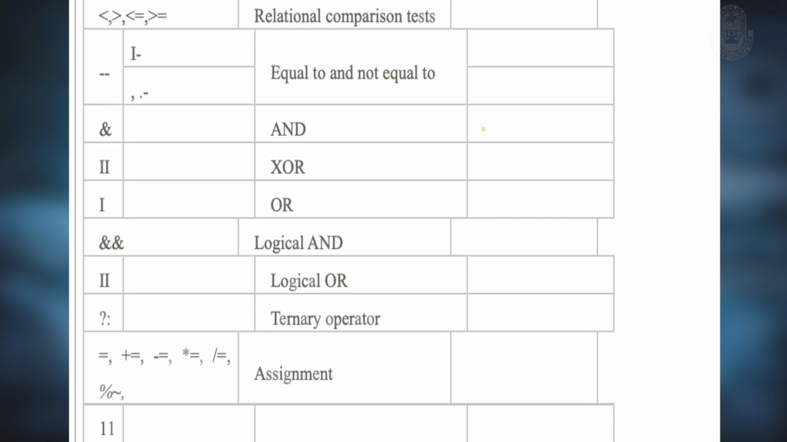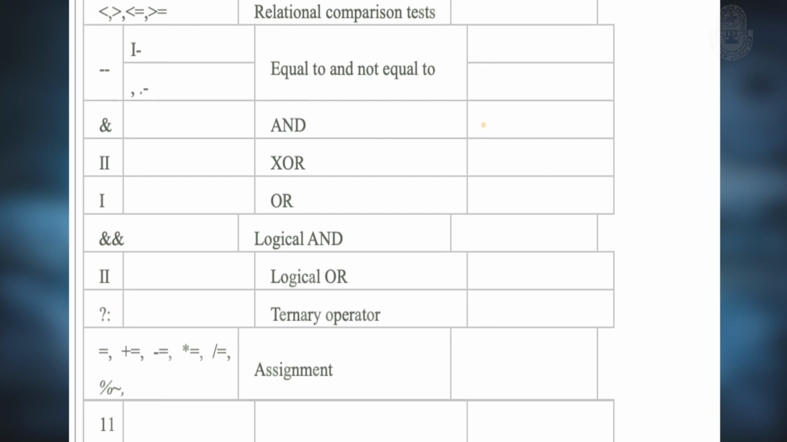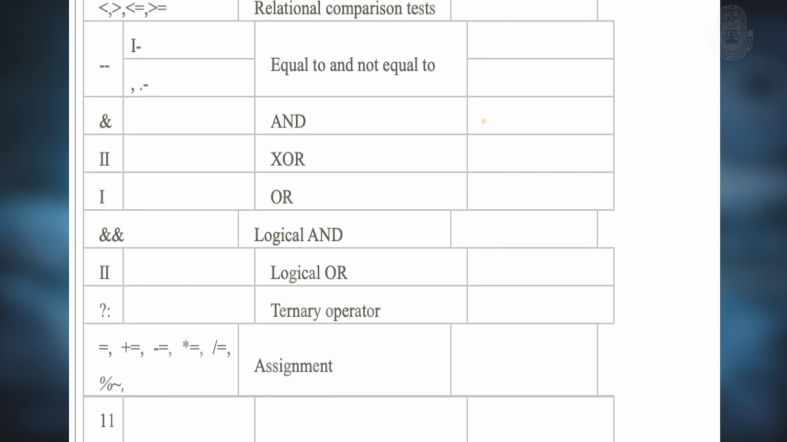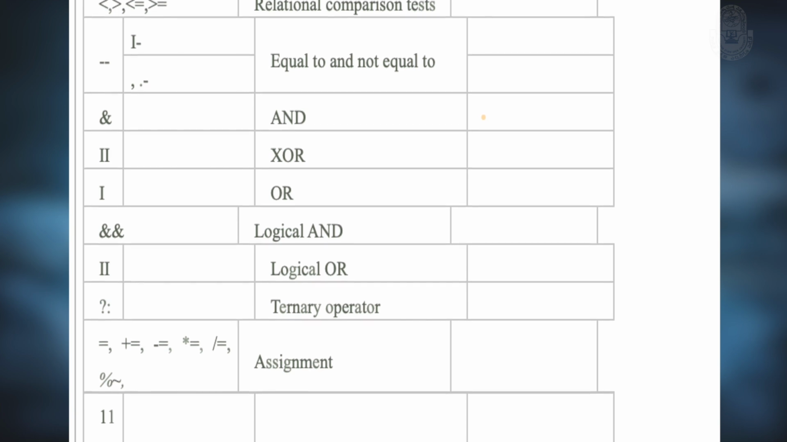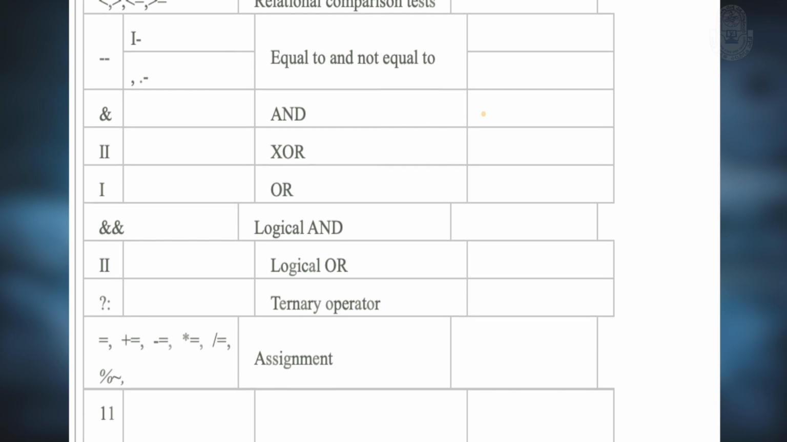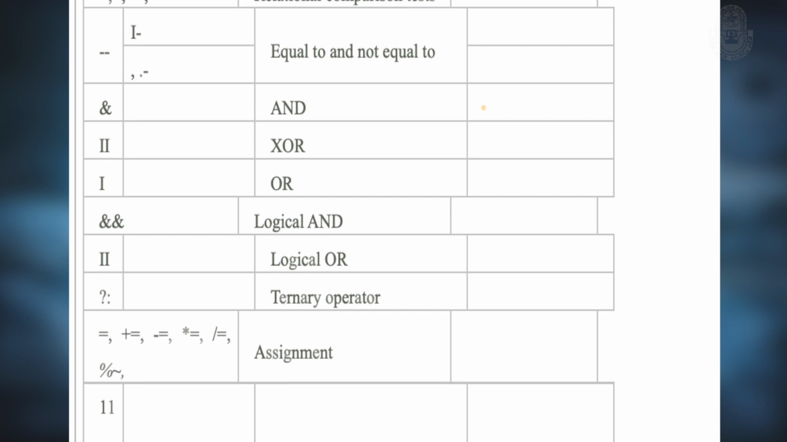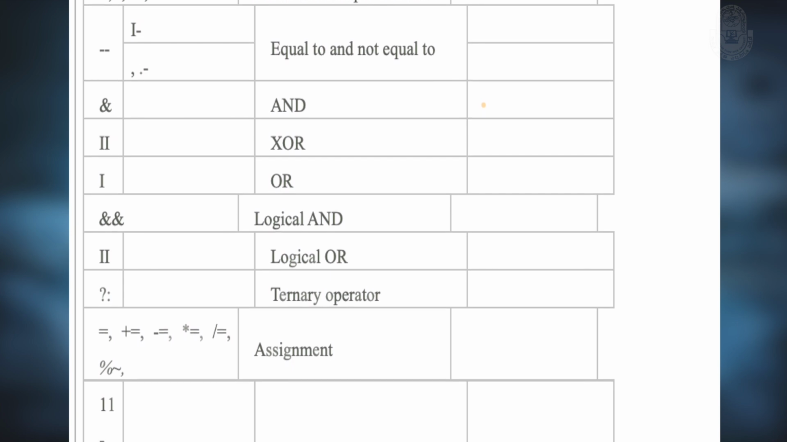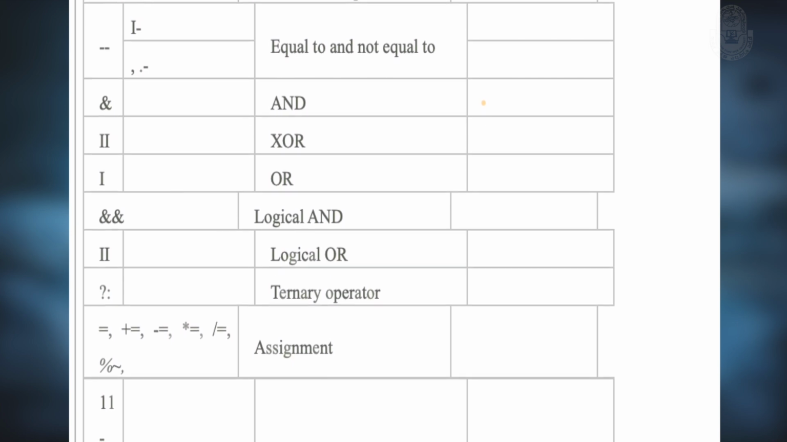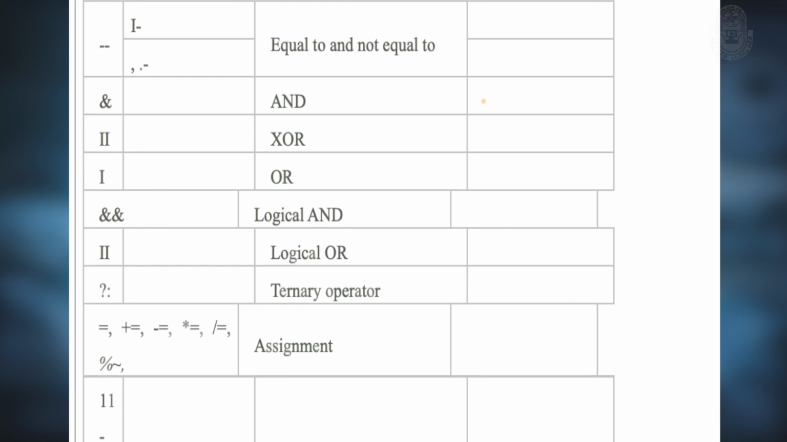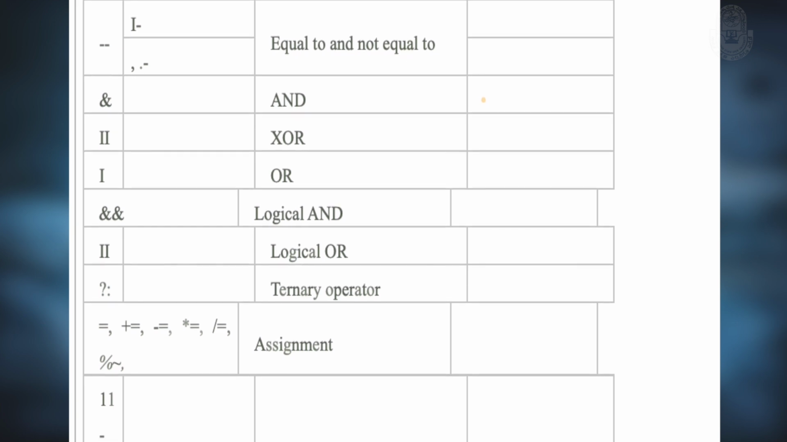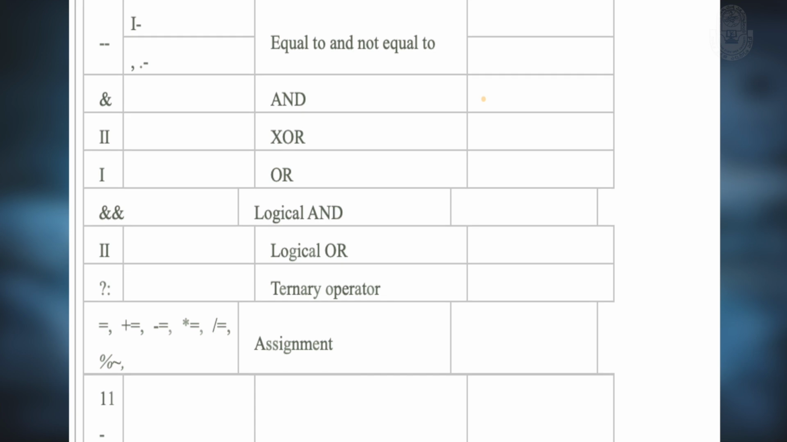Ampersand is AND, cap is XOR, pipe is OR, double ampersand is logical AND, double pipe is logical OR. Question mark colon is the ternary operator. Equal to, plus equal to, minus equal to, star equal to, slash equal to, percent equal to are all assignment operators.